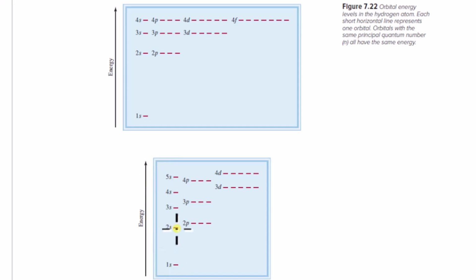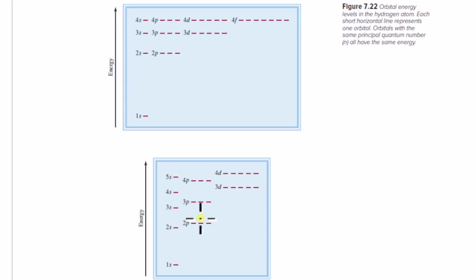You go 1s, 2s, 2p, 3s, 3p. Even within the same shell, 2s and 2p do not have equal energies. You go from 1s to 2s, and then going to 2p, you're still within the same shell, but you go up in energy. Then 3s, 3p. Now you go 4s, 3d, 4p, 5s, 4d.